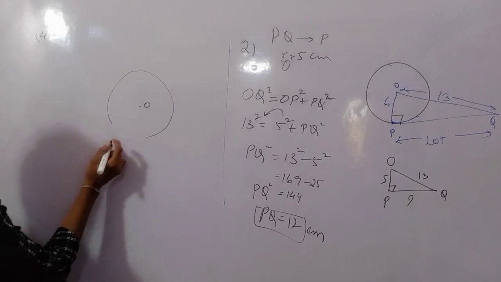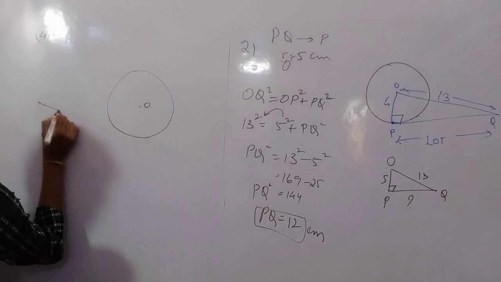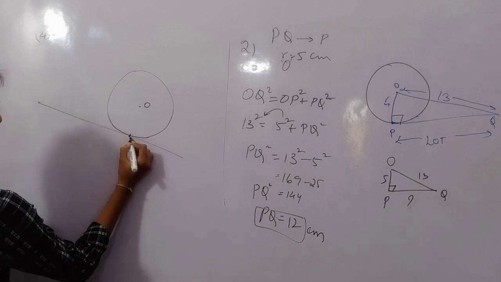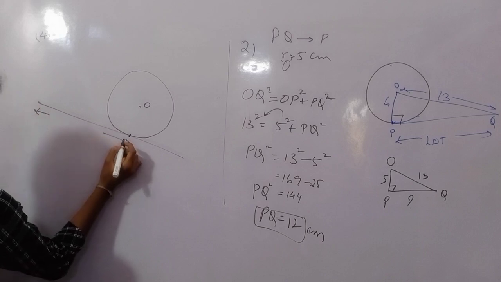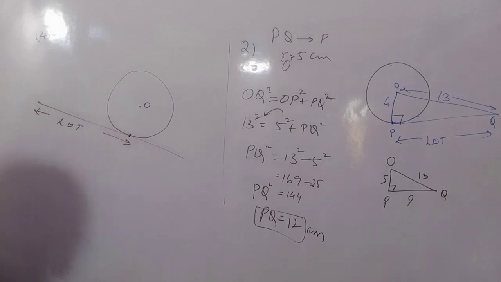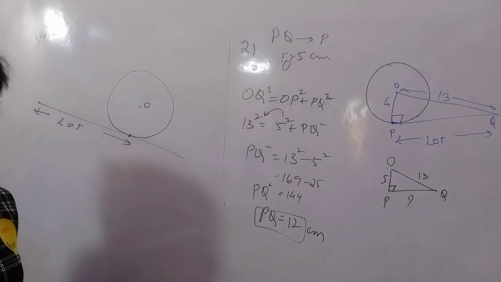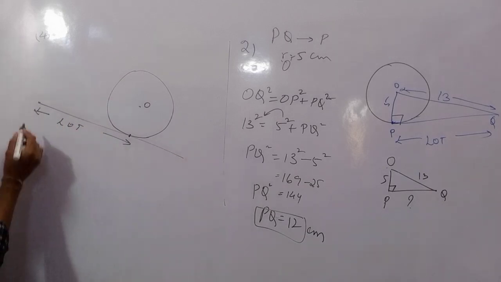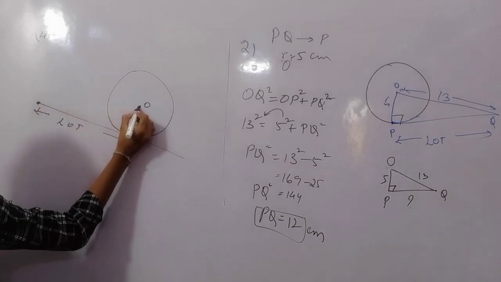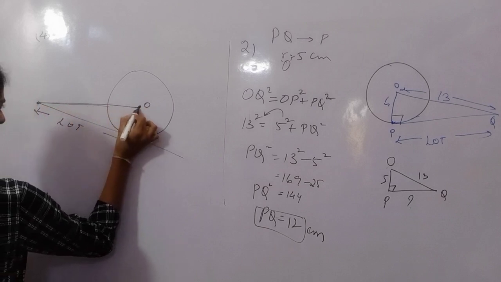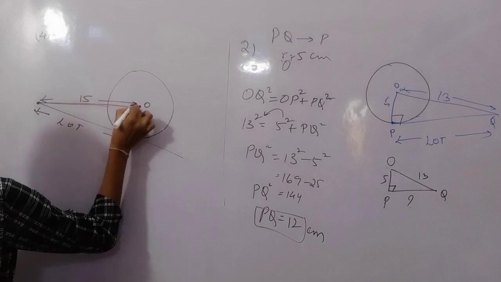Okay, so let's draw it fresh. It's a circle and from the external point I have drawn a tangent. You have to find the length of the tangent, that is, the distance between the external point and the point of contact. This is the length of tangent I have to find. So what is the information given to us? You need to calculate the length of tangent from a point 15 centimeter away from the center. So if I join this, the distance between the external point and the center is 15 centimeter.